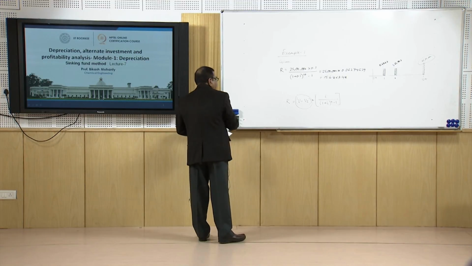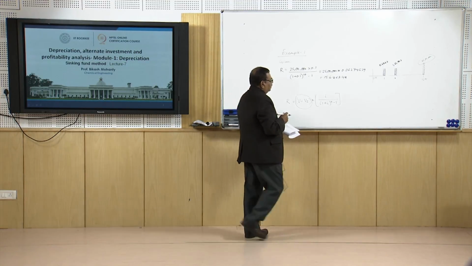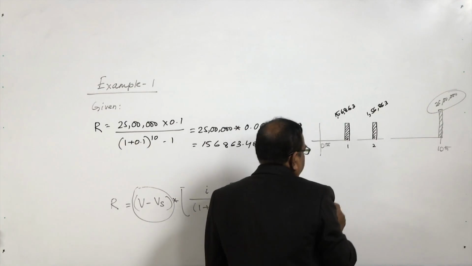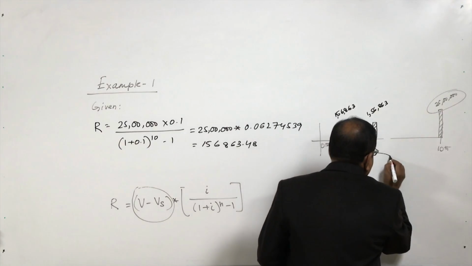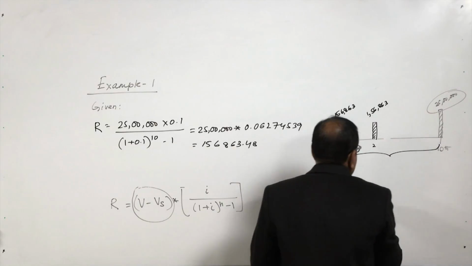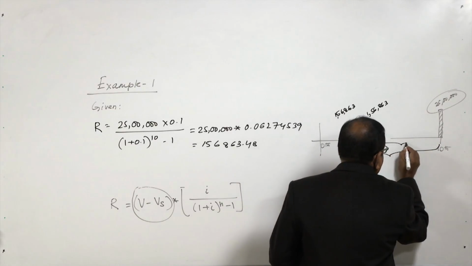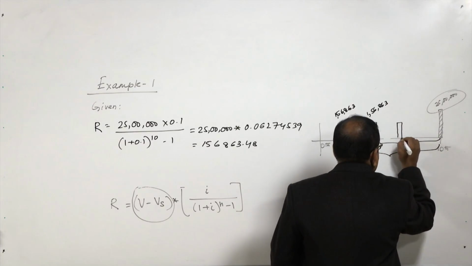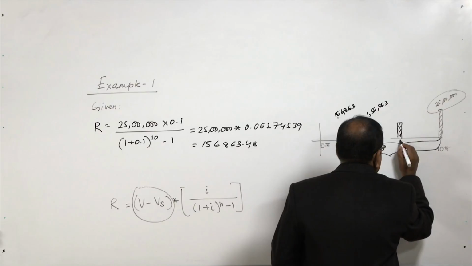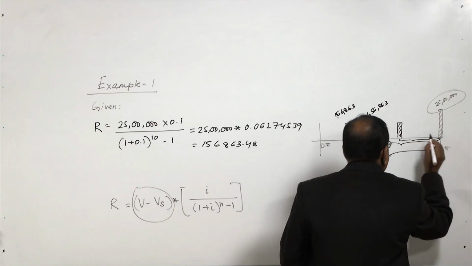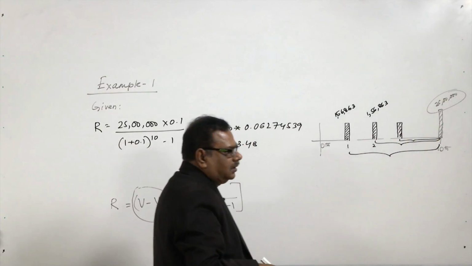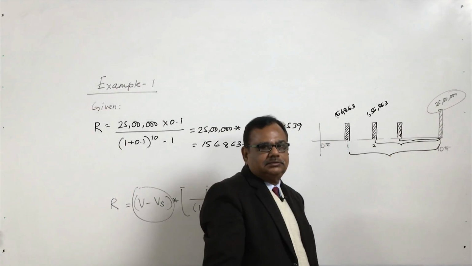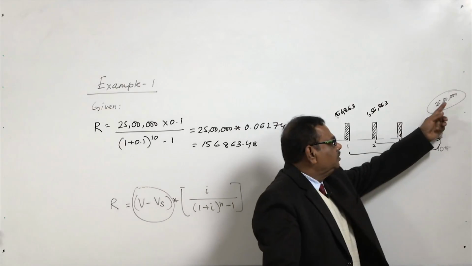Now, what will happen? This payment will earn interest up to this year, this payment will earn interest up to this year, and if a payment is here, this will earn interest up to this year. So, when we add all these values and interest, this comes out to be 25 lakh.